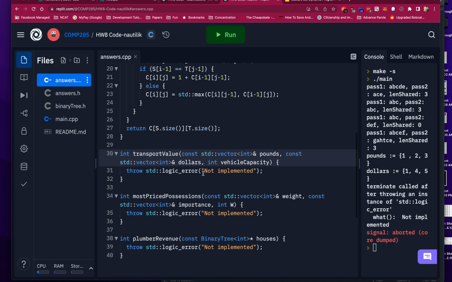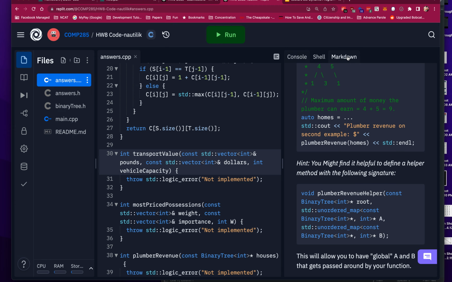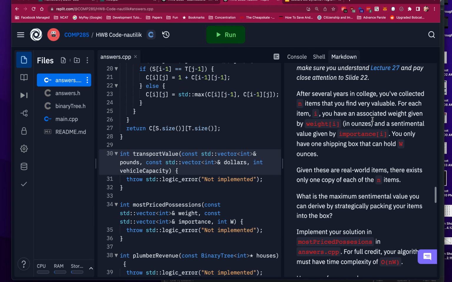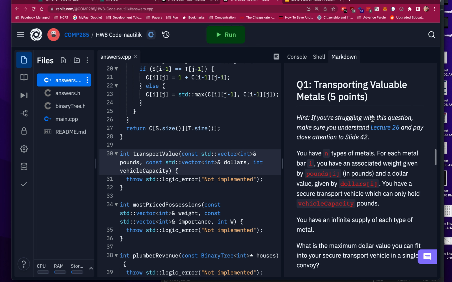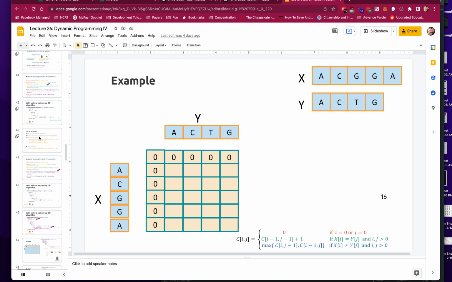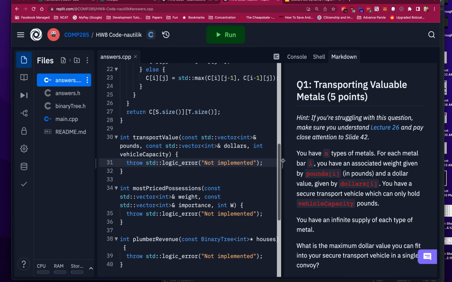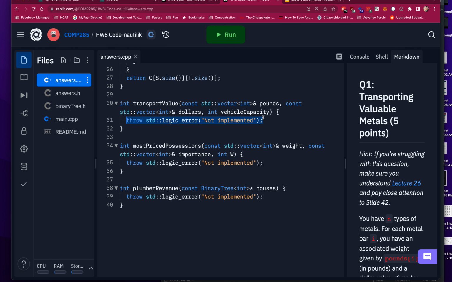And transport value, again, this is similarly pretty straightforward, I would say. Not super crazy, but I tell you, hey, if you're having a lot of trouble with this, Q1, take a look at lecture 26, slide 42. So if you scroll down to slide 42 here, you're basically coding this up. It's unbounded knapsack. You have to figure out what the values represent. I don't give you n, but if you understand the problem, it's pretty obvious what n is. And then the rest of it is just coding it up, right? We can do this together, but I encourage you to try it.